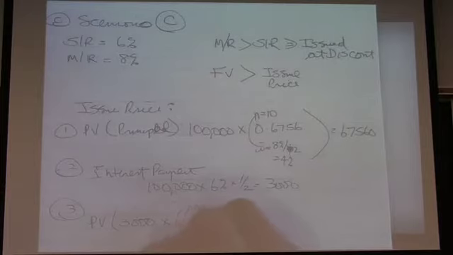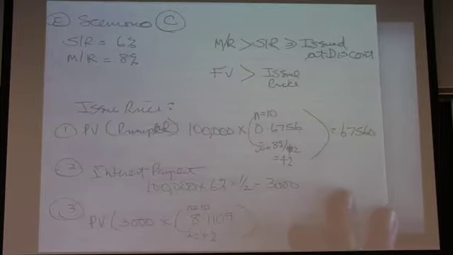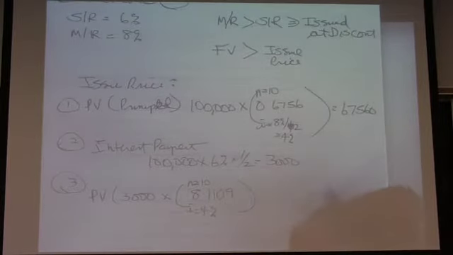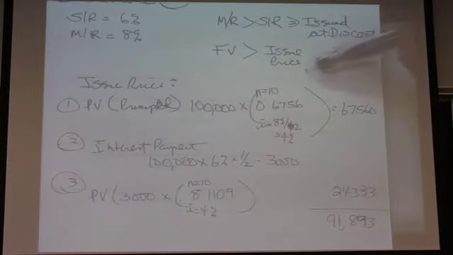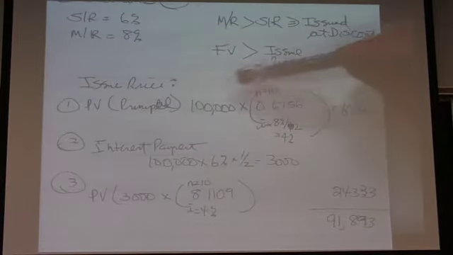times n equals 10, i equals 4%. We're going to look at table 2, and that'll give us 8.1109, to give us 24,333. And lo and behold, when you add them, you get 91,893. And you just see that the issue price is going to be less than the fair value.